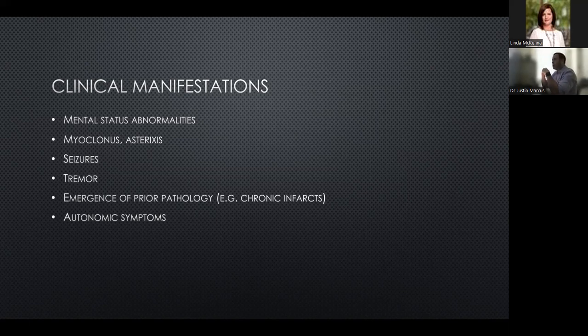You might see some emergence of prior pathology in the setting of toxic metabolic encephalopathies. For example, somebody with an old lacunar infarct, which they've healed quite nicely from, might reemerge in the setting of a severe electrolyte disturbance or urinary tract infection. It's a common stroke code in the ER. We get a scan, see an old stroke, nothing acute, so no TPA. And the autonomic symptoms we've already discussed.